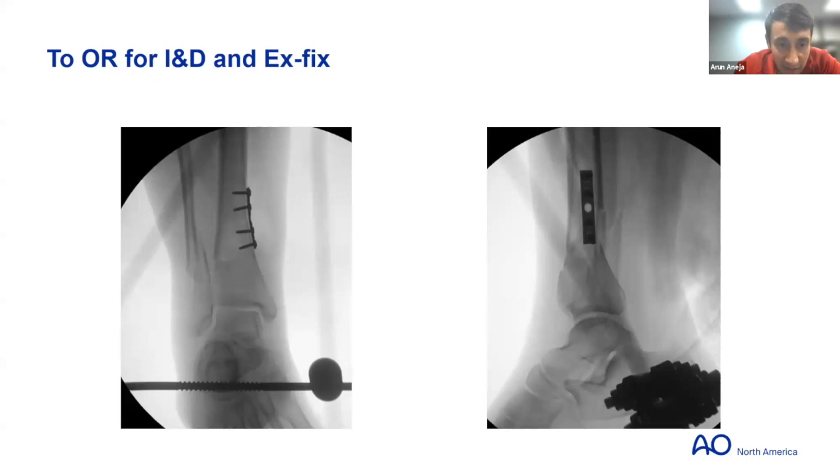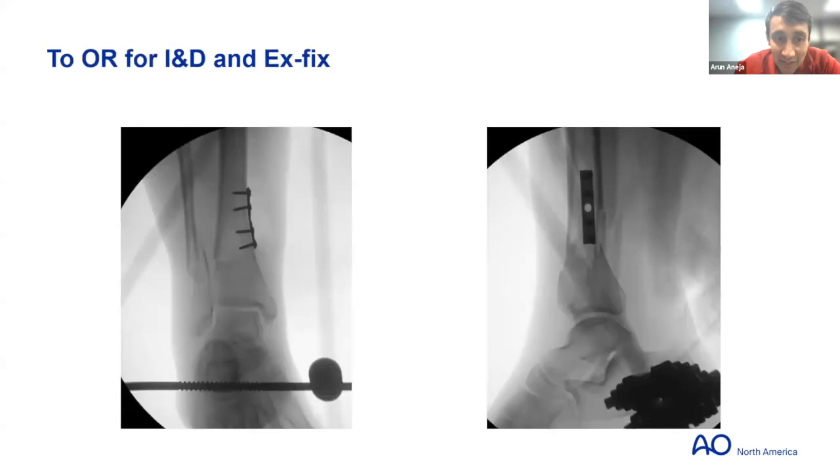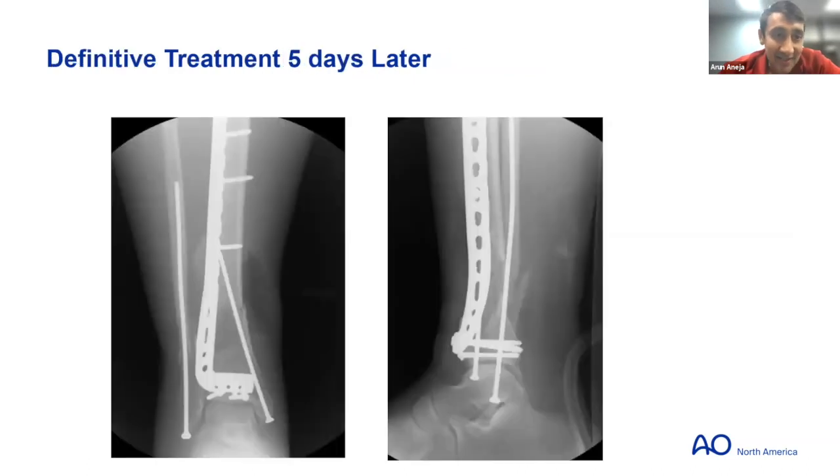I don't know if this projects well, but we'll see it. The plate was applied to the medial wound. They get a post-op CT scan, and you can see the intra-articular extension. We could have a whole debate about nail versus plate, but I didn't feel too bold at the time, so I can tell you what I did. I went ahead and plated this.